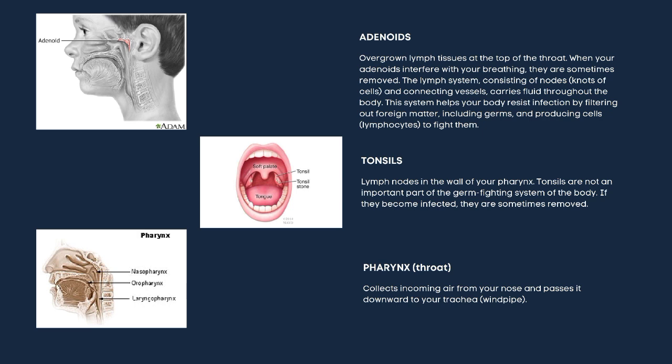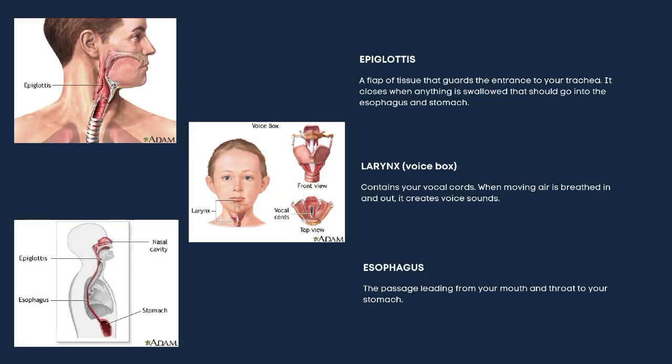Next part is the pharynx, which we commonly know as the throat. The pharynx collects incoming air from your nose and passes it downward to your trachea, which is the windpipe. The next part of the respiratory system is the epiglottis. It is a small, movable lid just above the larynx that prevents food and drink from entering your windpipe. It closes over the trachea when you swallow.